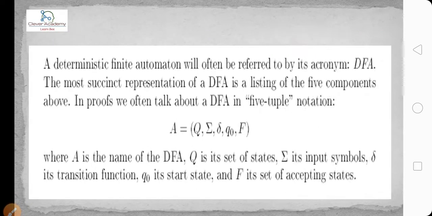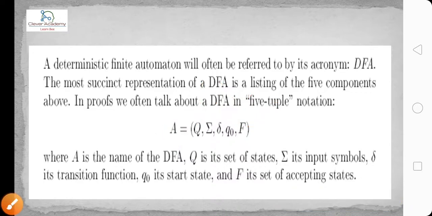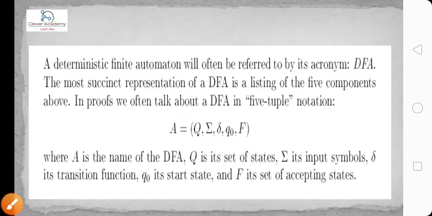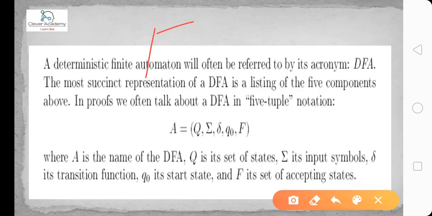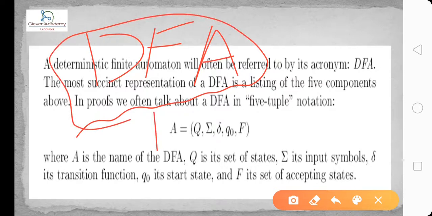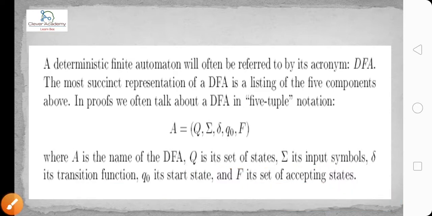This is the definition: we have a 5-tuple representation. A is the DFA name, so A equals the tuple Q, sigma, delta, Q naught, F. This is the 5-tuple notation, and by using it we represent all the data of a deterministic finite automaton. Q is the set of states, sigma the symbols, delta the transition function, Q naught the start state, and F the accepted states. That is what a DFA is.